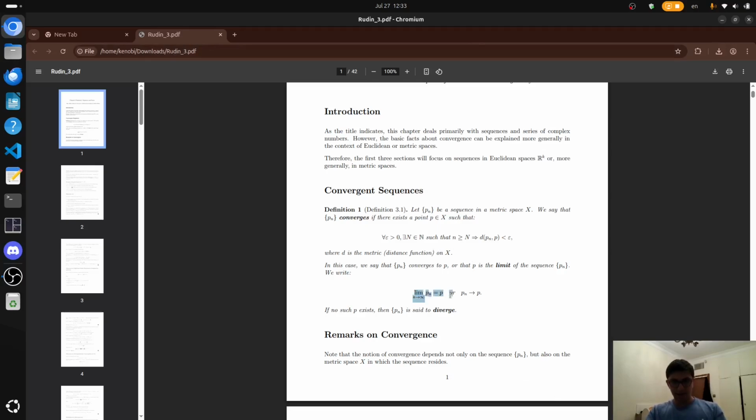And we write it like this: the limit as n goes to infinity of Pn equals P, or Pn goes to P. And if it doesn't exist, we say it diverges.